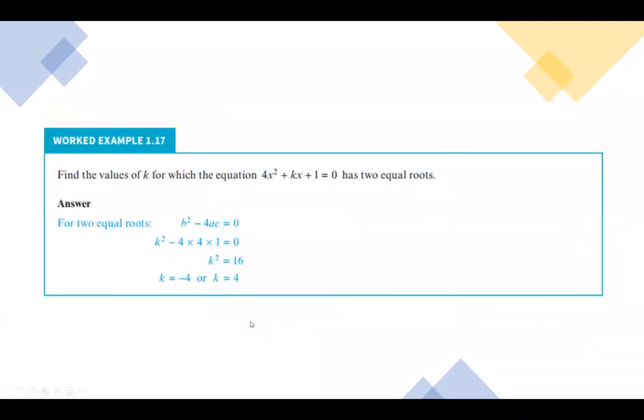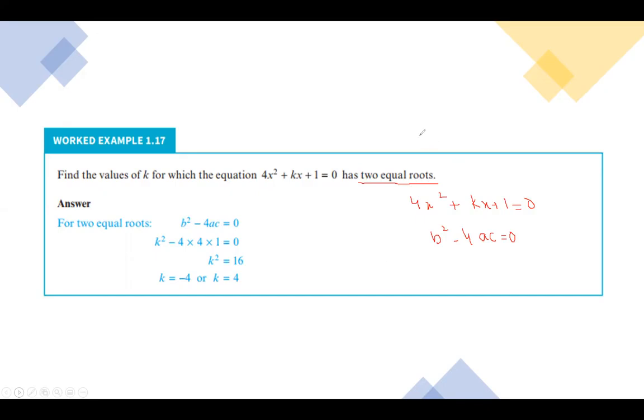Now find the value of k for the given equation. It is 4x square plus kx plus 1 equals 0, and it states that it has two equal roots. When there are two equal roots, b square minus 4ac equals 0. So how do we find the values of a, b, and c?